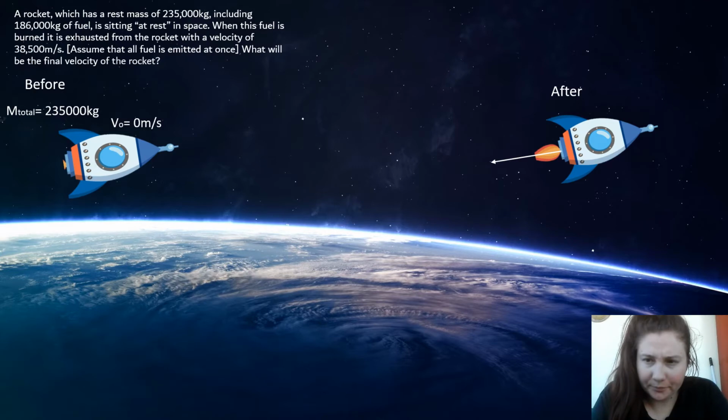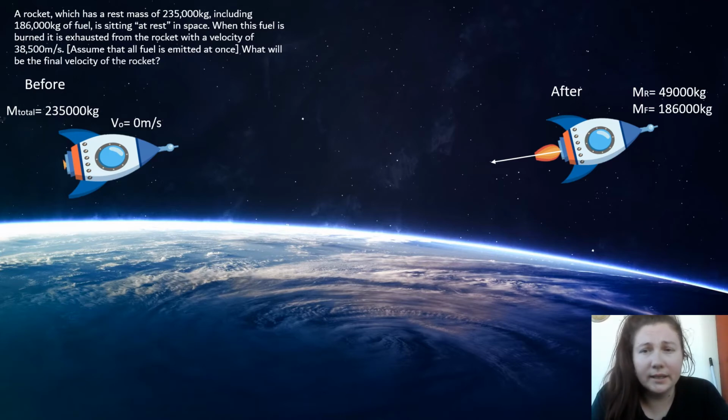Now, after, we have two different masses. We have the mass of the rocket and the mass of the fuel. The mass of the rocket is 49,000 kilograms and the mass of the fuel is 186,000 kilograms, which is delta M. Now, the final velocity of the fuel is 38,500 meters per second. The question is asking for the final velocity of the rocket.